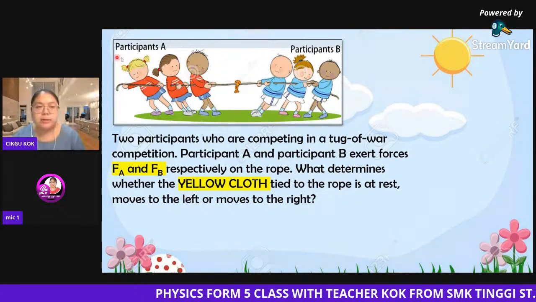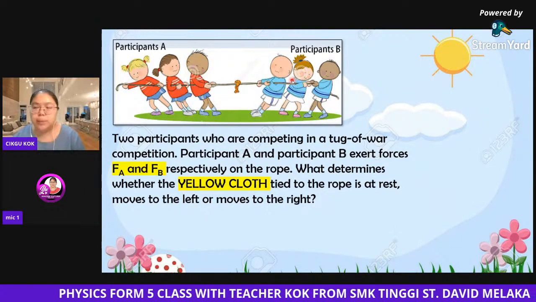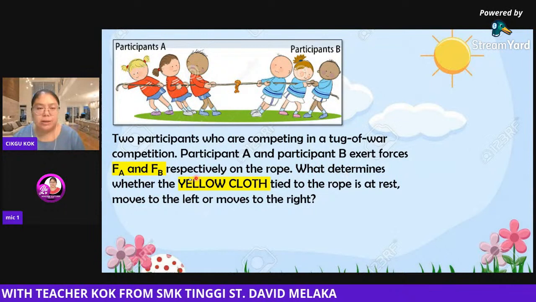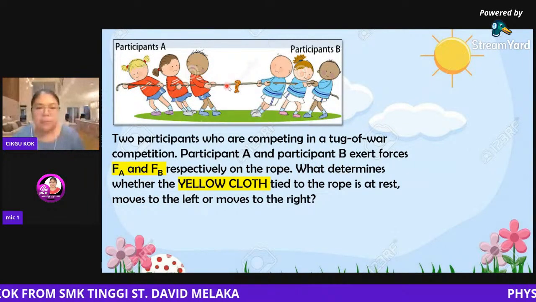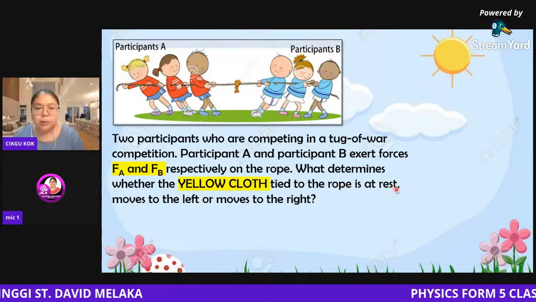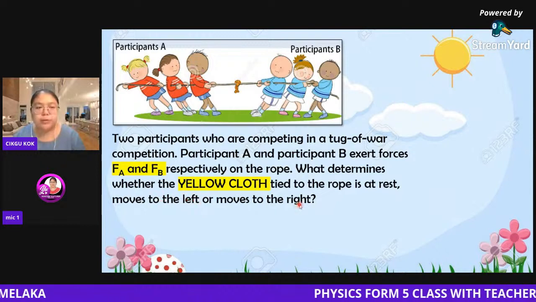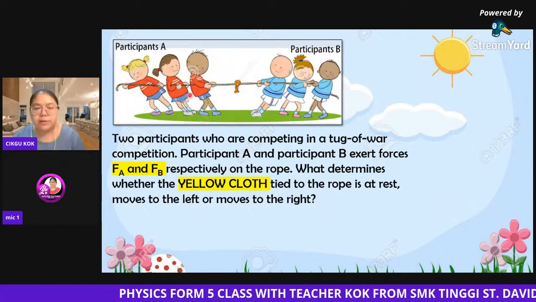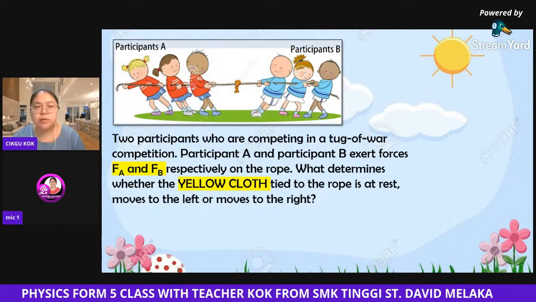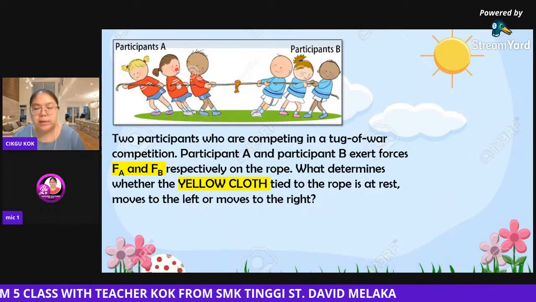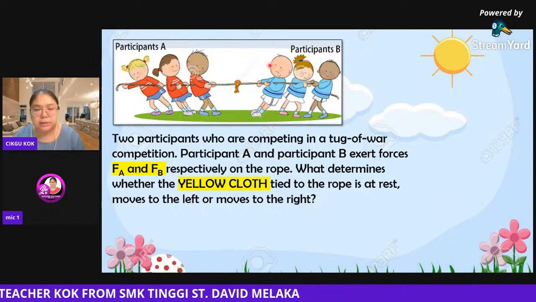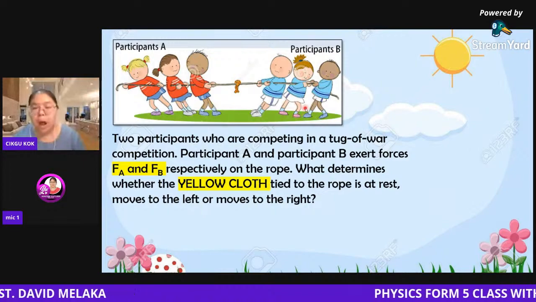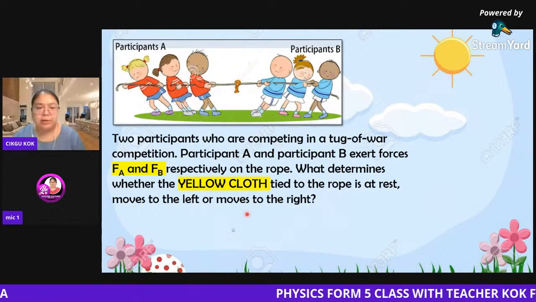Now you can see FA and FB are actually acting in opposite directions. So from here we find what determines whether the yellow center part of the rope is at rest, or moves to the left or the right. We need to find out whether the center goes left or right. If it goes left, it means the force exerted by participant A is more than B. If opposite, that means participant B makes more effort. So we're going to see the diagram.